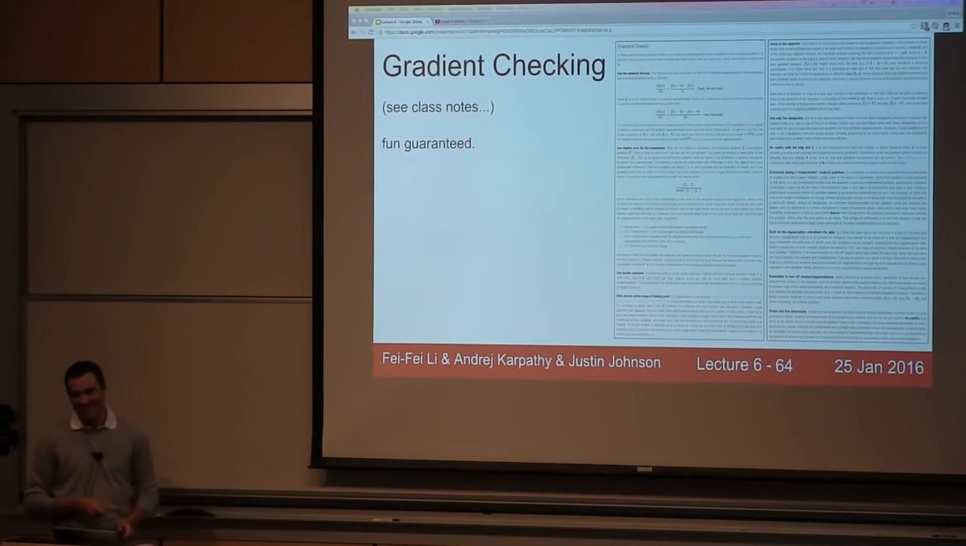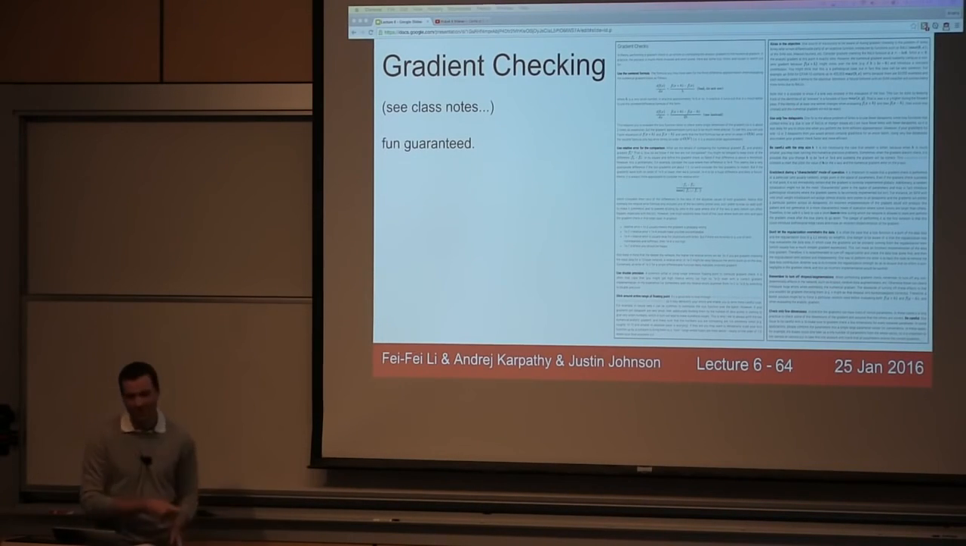OK. So I was going to go at this point into gradient checking. But I think I decided that I'm going to skip this because I'm tired of all the neural network. We've been talking about lots of details of training neural networks, and I think you guys are tired as well. So I'm going to skip gradient checking because it's quite well described here in the notes. So I encourage you to go through it.